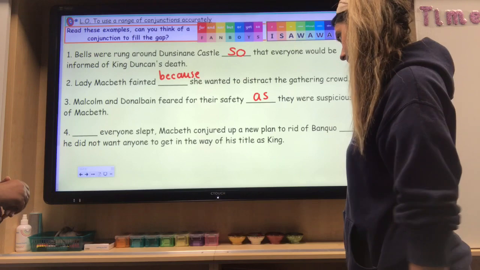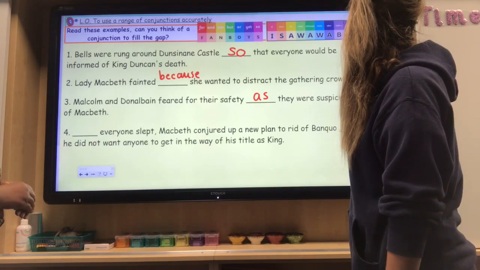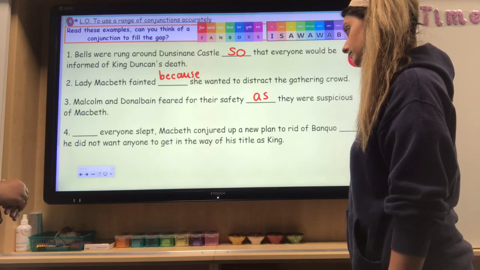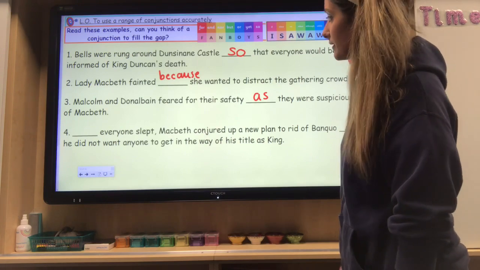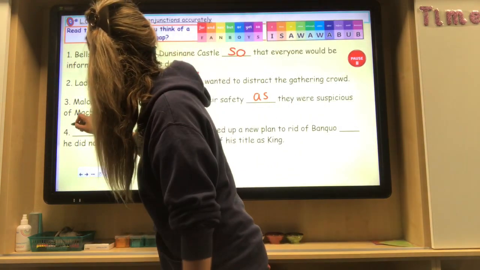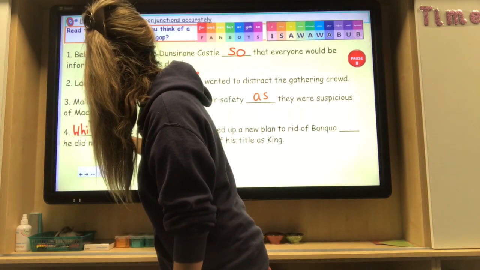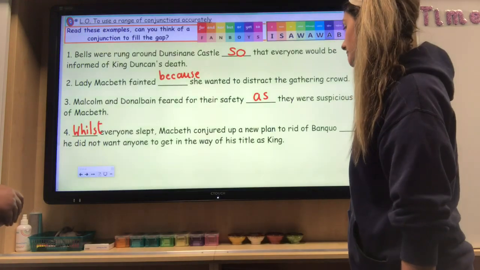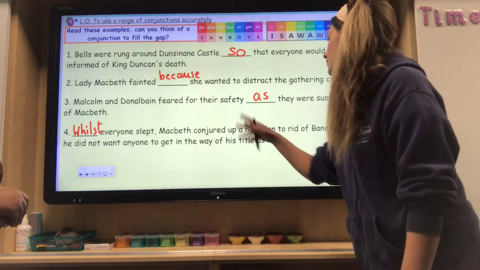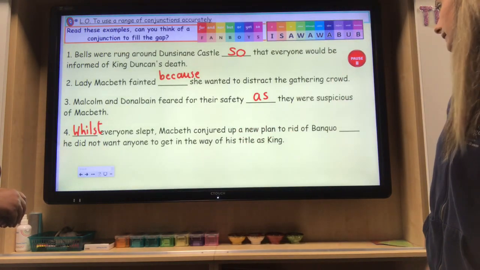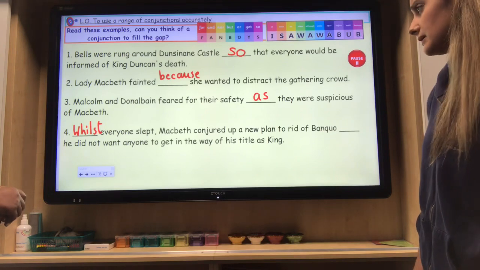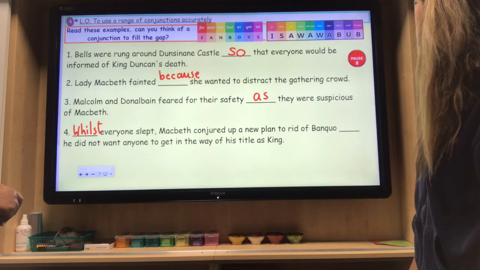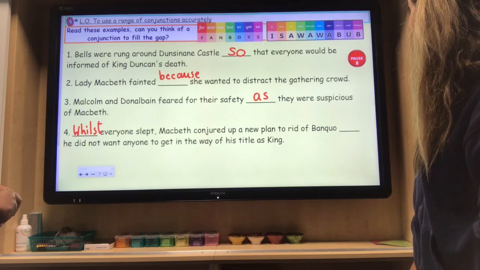And number 4. Something everyone slept, Macbeth conjured up a new plan to rid of Banquo. He did not want anyone to get in the way of his title as king. I would say while or whilst, either would work. I'm going to go with whilst. Everyone slept. Macbeth conjured up, that means thought of, a new plan to get rid of Banquo, something he did not want anyone to get in the way of his title as king. So I would say it would have been as or because.